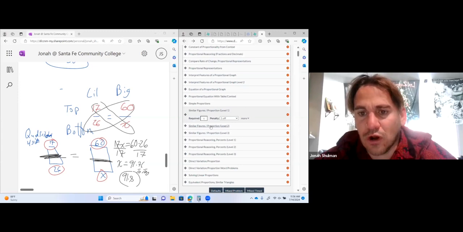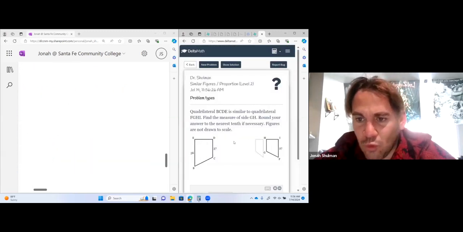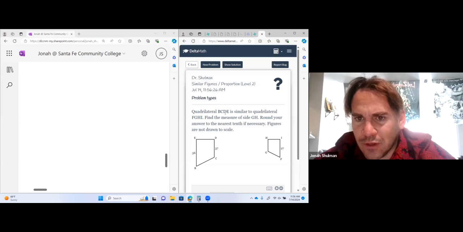All right, let's do a harder one. We might as well go as hard as they want. Whoa, wild. You saw a flip? So quadrilateral is similar to quadrilateral FGHI. Find the measure of GH.